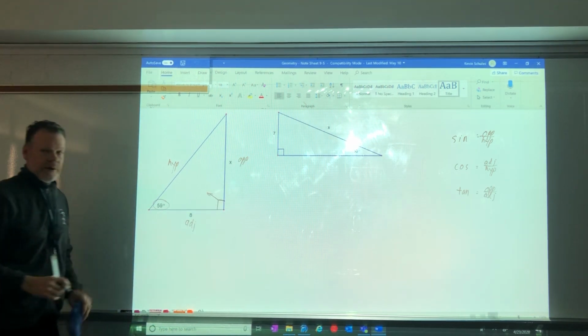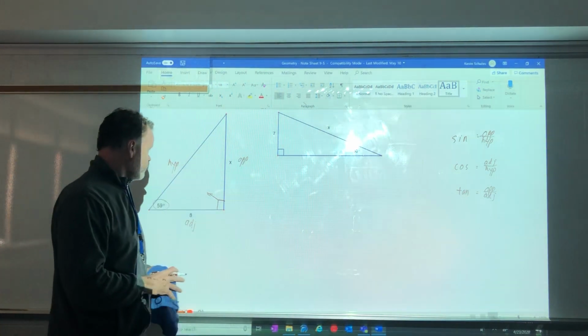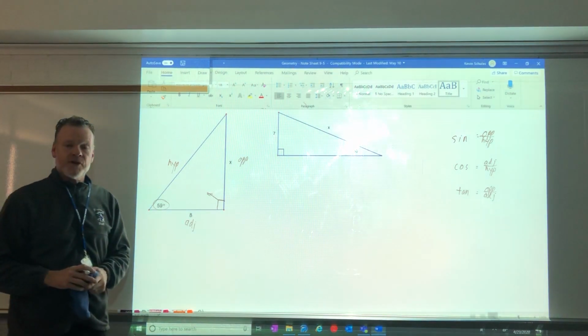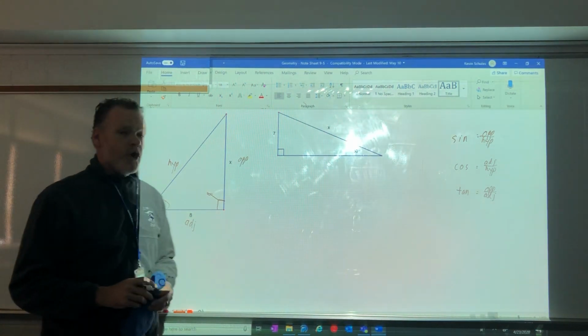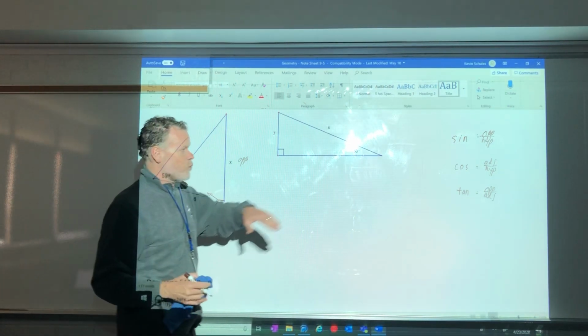Now, here's where we've got to pay close attention. You're going to solve this and you want to try to find x. Now, you want to use the ratio, and the first thing you have to figure out is what ratio you use.